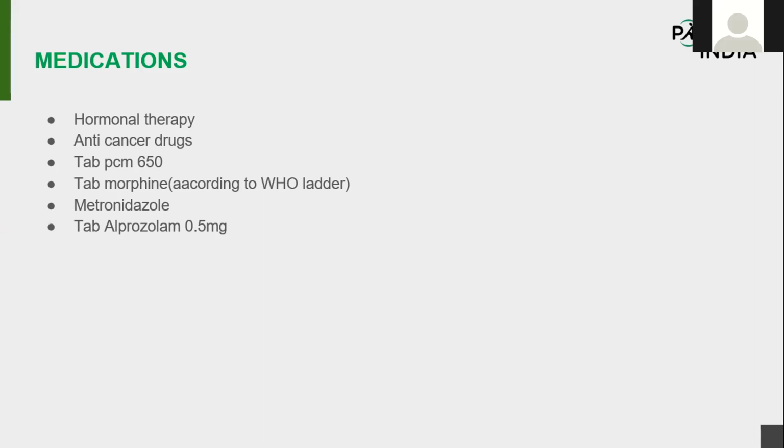For family history, she's having three children, and her husband is also there, and there is no history of cancer in her family. I've asked her, and she told me that there is no cancer history in her family. Okay.